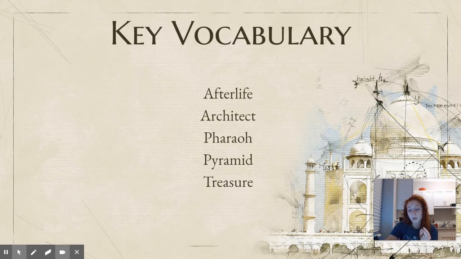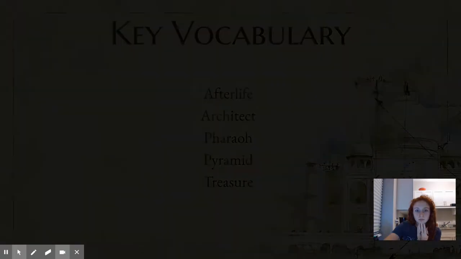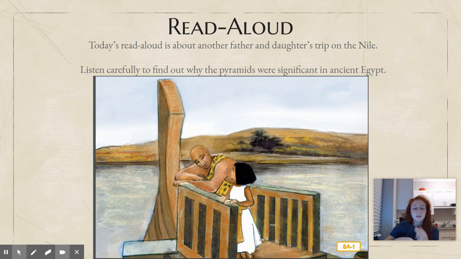Remember, our key vocabulary were afterlife, architect, pharaoh, pyramid, and treasure. All right, so today's read aloud is going to be about another father and daughter's trip on the Nile. And I want you to listen carefully for our vocabulary, but also to find out why the pyramids were significant or important in ancient Egypt.